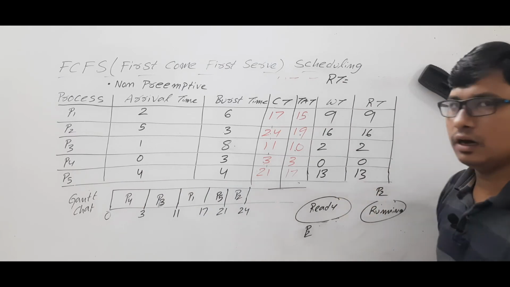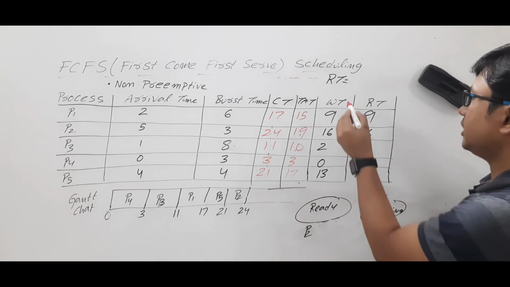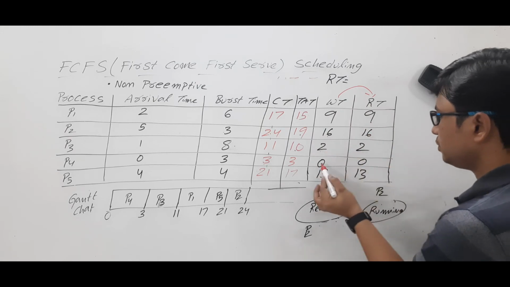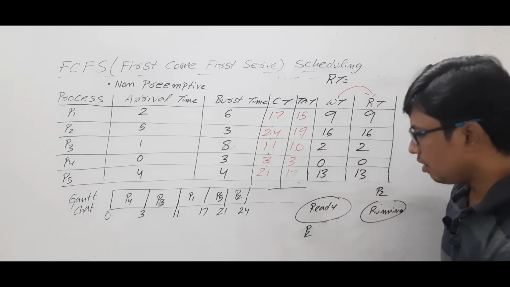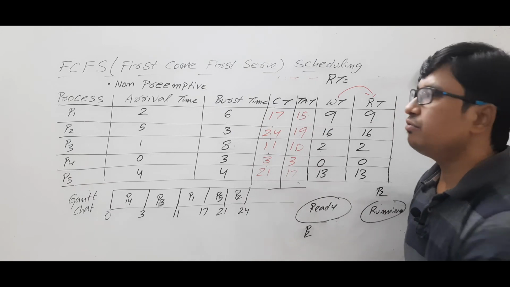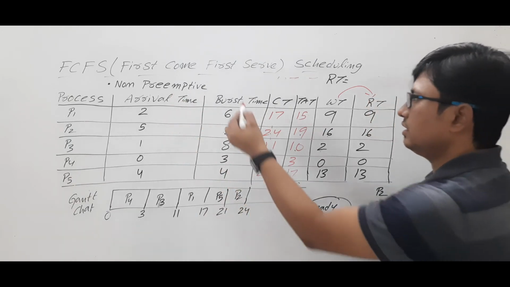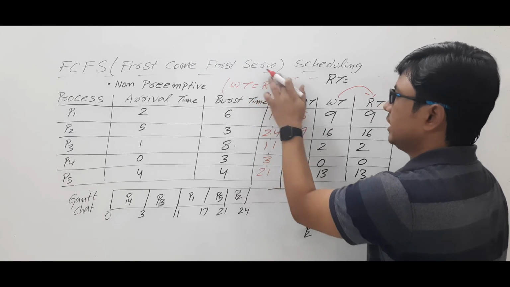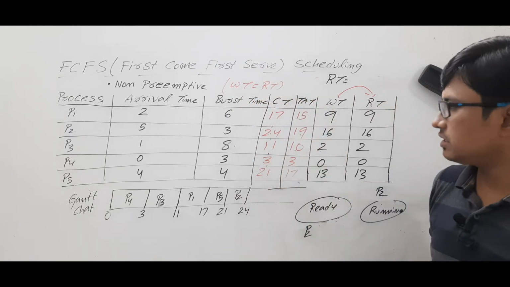Now look at the waiting time and response time of each process. It is 9, 9, 16, 16, 2, 2, 0, 0, 13, 13. I have already discussed that for a non-preemptive scheduling algorithm, the waiting time is equal to the response time. Okay, is it clear for you?